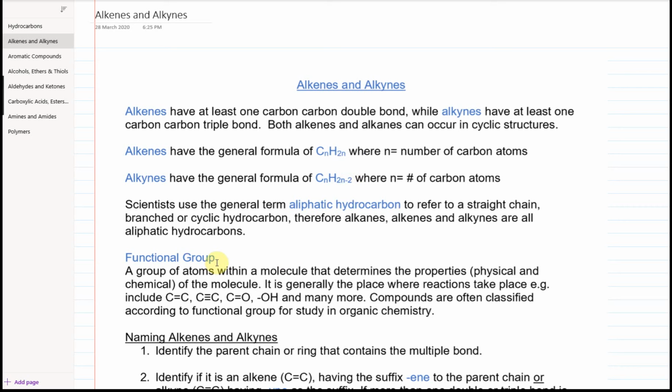I also want to spend a little bit of time talking about the term functional group. A functional group is a group of atoms within a molecule that determines the properties of a chemical. So it generally is the place where reactions occur. A carbon-carbon double bond, a triple bond, a carbon double bonded to oxygen, and OH are just some examples of functional groups, and we will see more as the unit continues. We classify compounds according to their functional group because it really speaks to the functionality of the molecule.